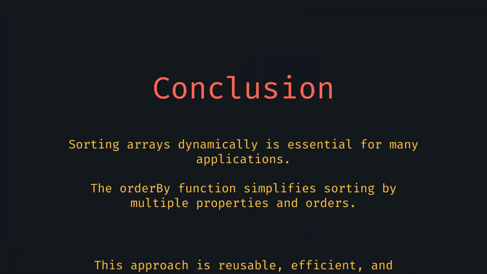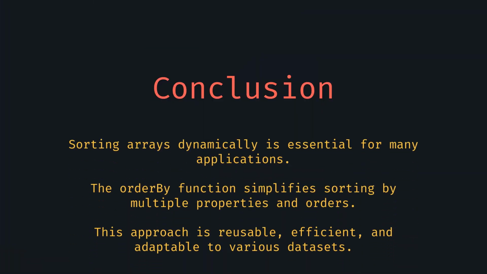In summary, dynamic sorting is a core requirement in many real-world scenarios. The order_by function makes it easy to sort arrays by multiple properties and orders. This method promotes code reusability and efficiency, making it a valuable tool for developers.